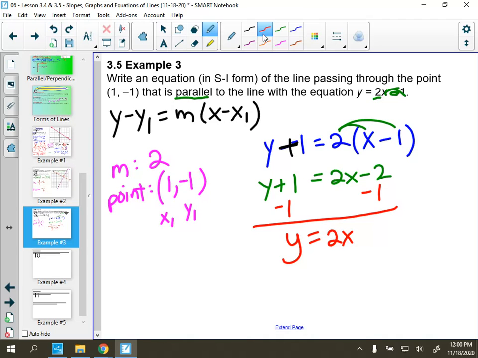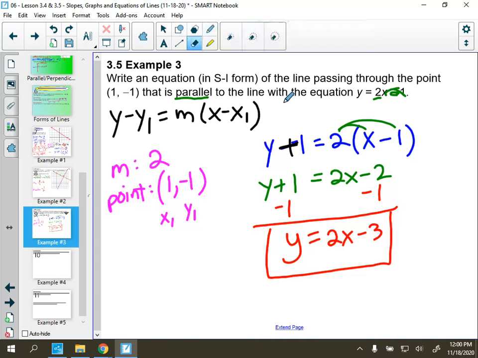And just be careful here, that's negative 2 minus 1, which is negative 3. This line that I kind of erased or crossed off, and the one that we just came up with, so 2x minus 1 and 2x minus 3, would be parallel. They have the same slope, but obviously for this one, they had some criteria that it had to pass through that point, so that's why we need to calculate that y-intercept.